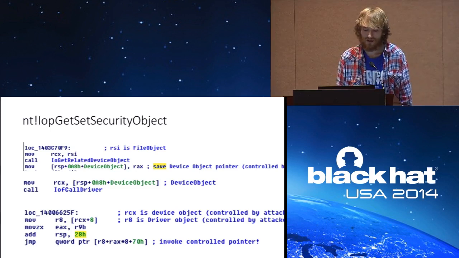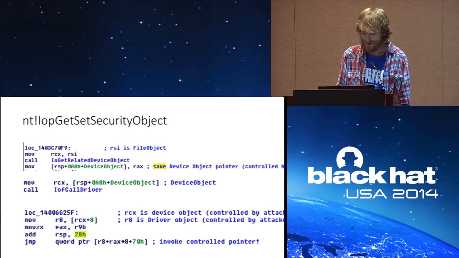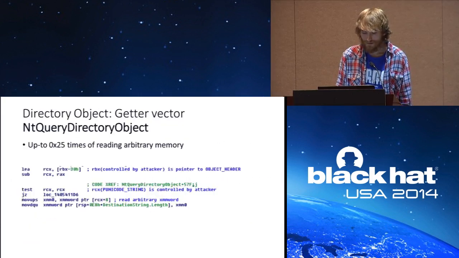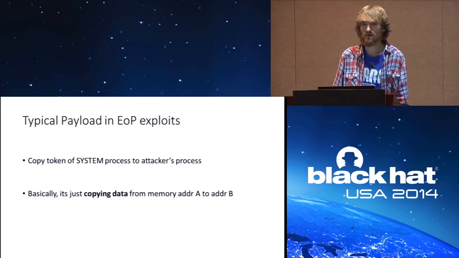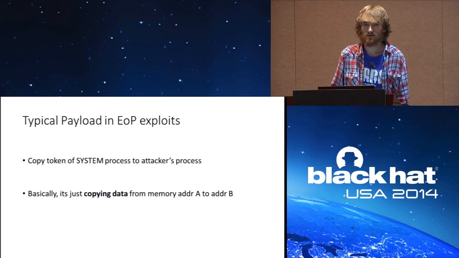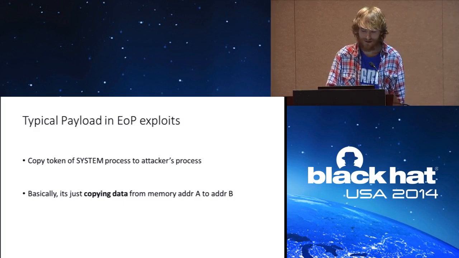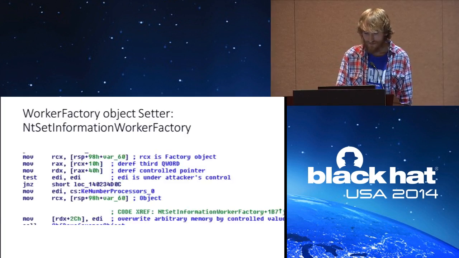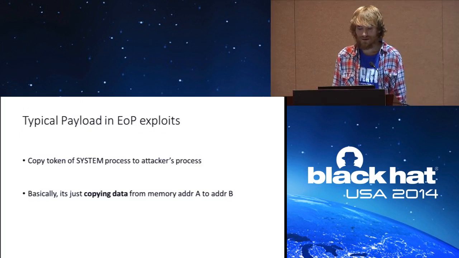So I thought maybe if you have a set of primitives like arbitrary write and arbitrary read, there is no point to hijack execution flow if the typical payload of elevation of privilege exploits in Windows is just copying the token of the system process to the attacker's process or the current one. So basically it's just copying data from memory A to memory B. In fact, it's just one instruction, right? Move memory from A to B. So I thought when you have these primitives, reading and writing, you can emulate typical shellcode.